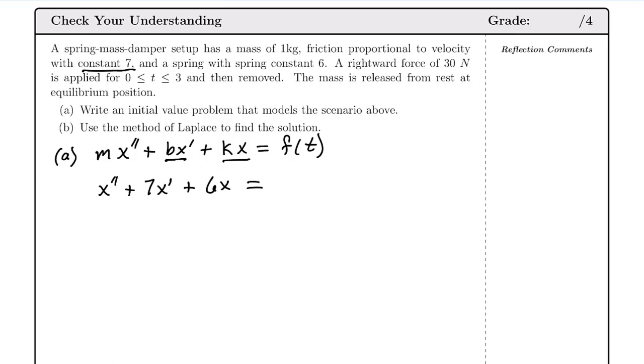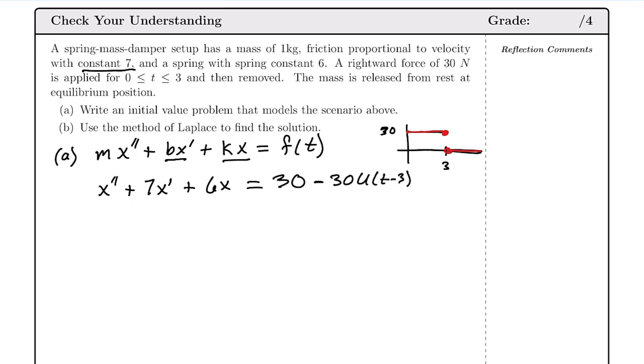The forcing term is given as follows. It is for 3 seconds a force of 30 newtons, a constant force of 30 newtons, and then drops off thereafter. So it's 30 newtons and then nothing. The key to this problem is writing that using the unit step function. So that is 30 newtons, and then we're going to subtract 30 u(t minus 3).